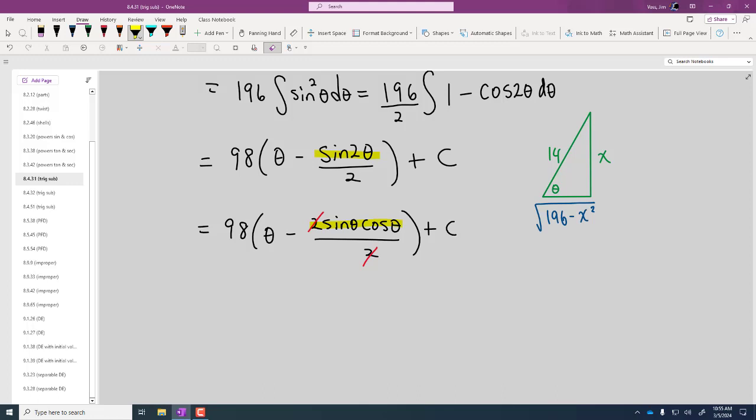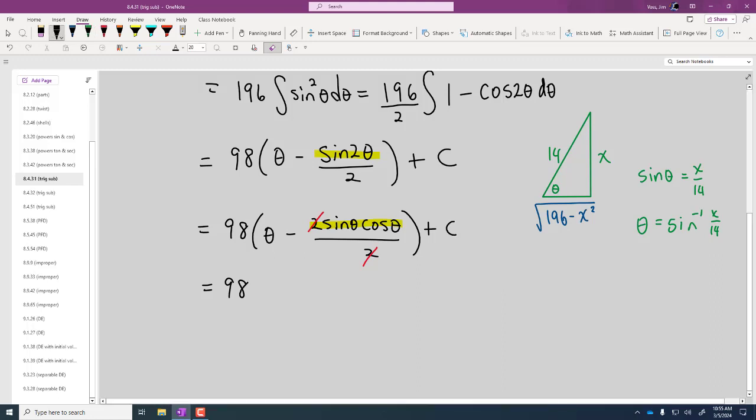Now we can convert back to x because we can use that triangle. And we can say that this is 98. So theta, let's think about that for a minute. We started with sine of theta is x divided by 14. So what does that make theta equal? Inverse sine of x over 14. Yeah, that's right. Inverse sine of x 14ths. So that's going to be the first part down here. And we are going to distribute the 98, so let's just go ahead and do it now. So that's going to be 98 inverse sine of x divided by 14.